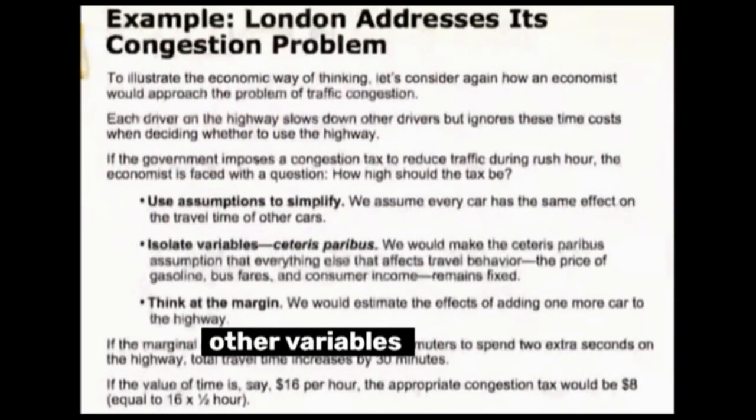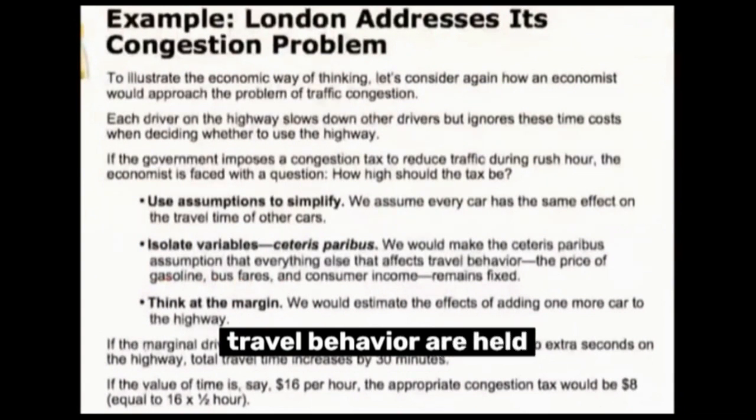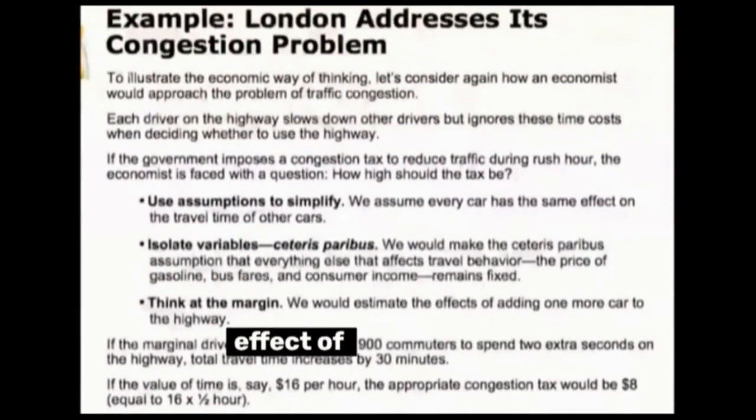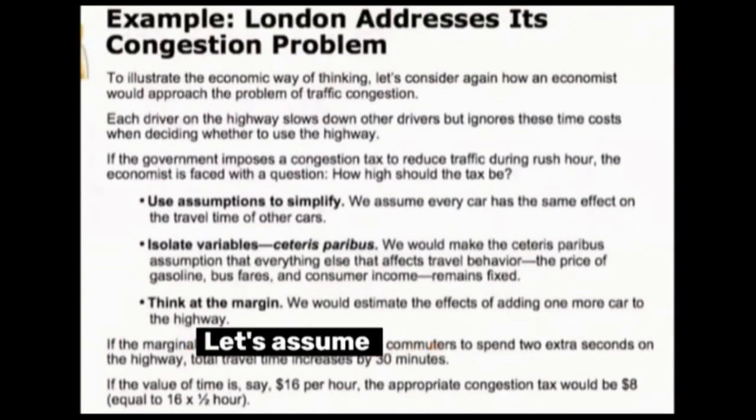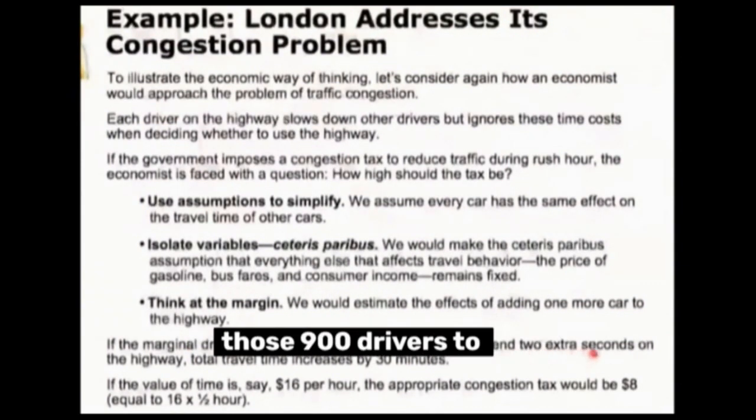We also assume that other variables that affect travel behavior are held fixed. And then we're going to think at the margin. What's the effect of one car going on the highway? Okay, so if the marginal driver, or if one car enters the highway, and there are 900 other commuters on the highway, how does that one car affect those 900 commuters? Let's assume that it causes those 900 drivers to add another 2 seconds to their highway time.